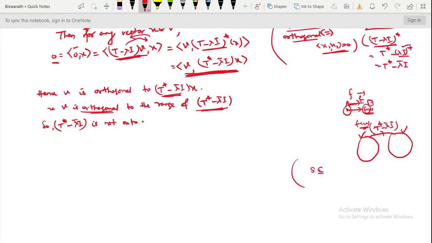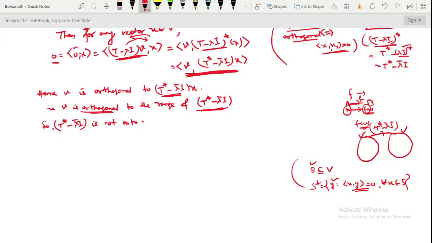Suppose S is any subset of a vector space V or an inner product space V, then what is S perp? S perp contains those y such that y is perpendicular to S, or those y such that the inner product of x and y equals 0 for all x belonging to S. The concept is the same: S perp contains those vectors which are perpendicular to S.